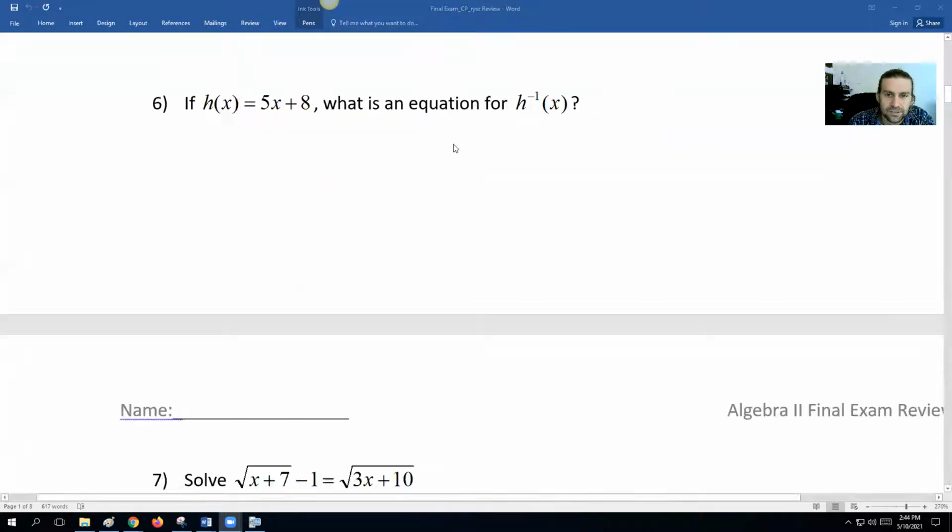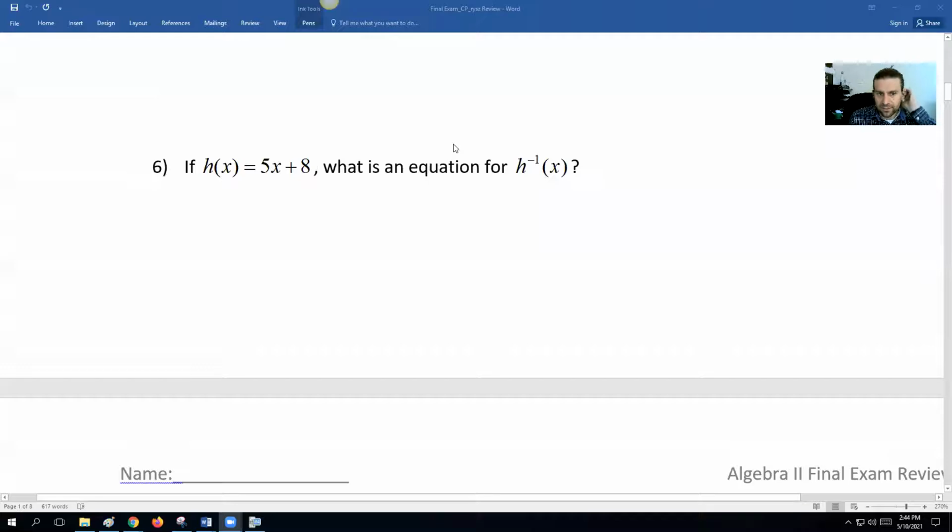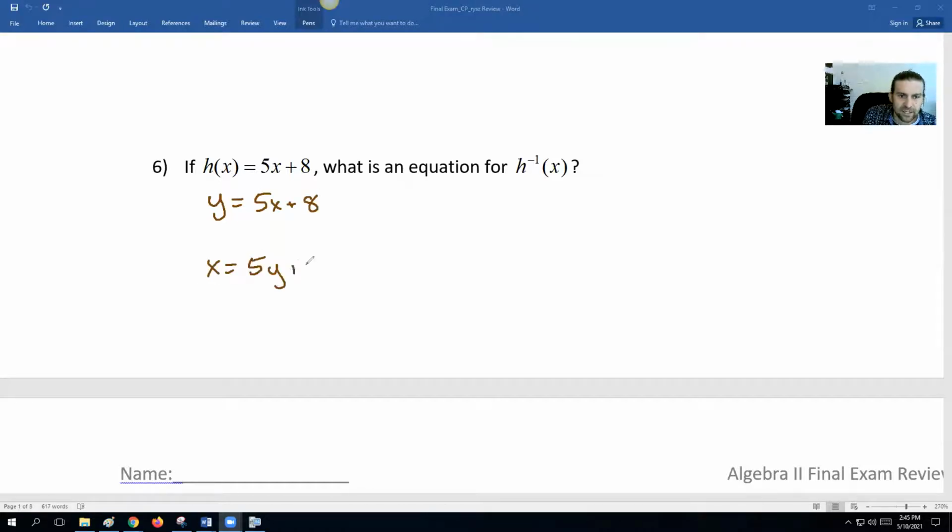All right. Next, okay, we got the h, find the inverse equation. So remember, to find inverse equations, what we normally have is y equals 5x plus 8. We're going to switch the x and y's around. So we got x equals 5y plus 8.